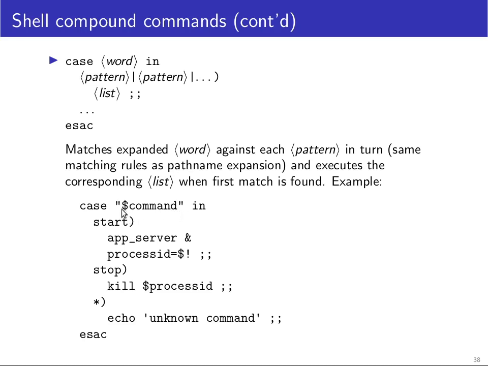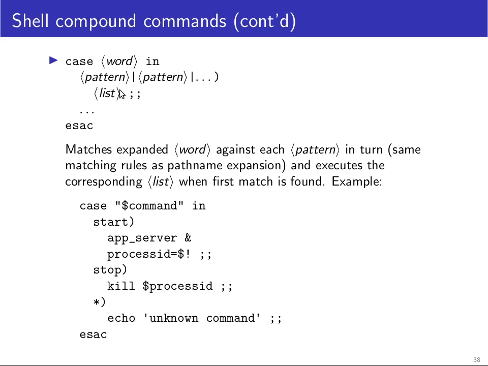And because the value of the variable command may contain a space character, to make sure that this is not split into two words at that space character, as a safety measure, I put double quotation marks around it. Then comes the word in, and if the word here, after all the expansion, matches one of these patterns here. So there's a vertical pipe separated list of patterns terminated by a round parenthesis.